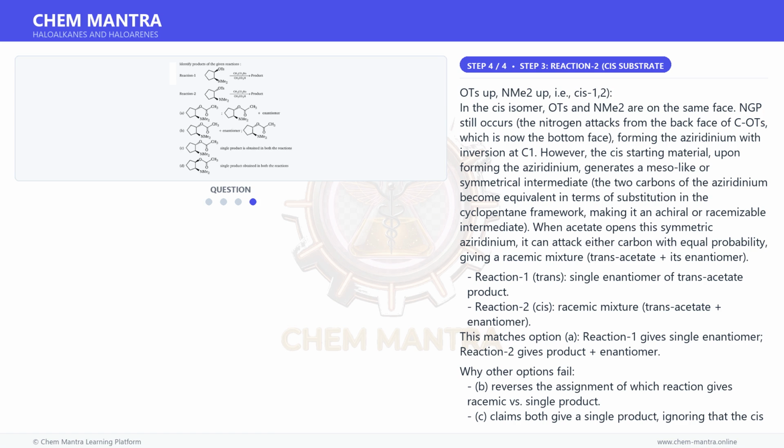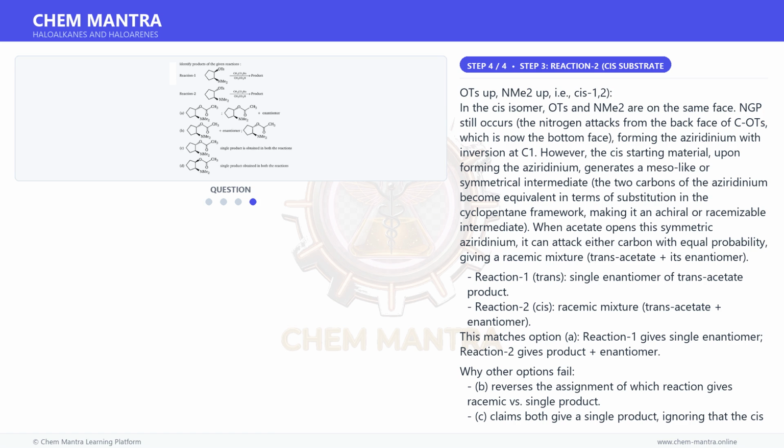However, the cis starting material, upon forming the aziridinium, generates a meso-like or symmetrical intermediate. The two carbons of the aziridinium become equivalent in terms of substitution in the cyclopentane framework, making it an achiral or racemizable intermediate. When acetate opens this symmetric aziridinium, it can attack either carbon with equal probability, giving a racemic mixture, trans acetate plus its enantiomer.